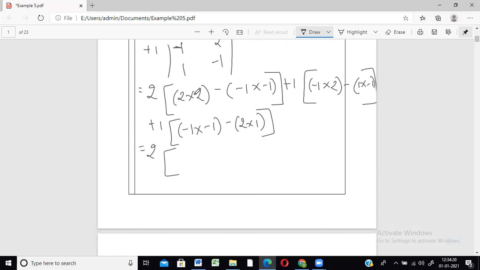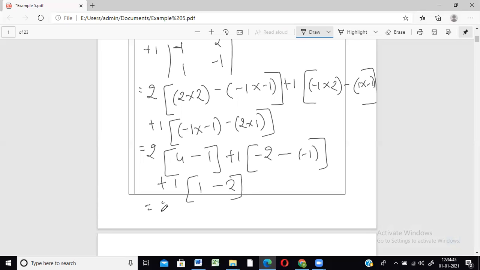This is 2. 2 2s are 4 minus, what is this? -1 into -1 is +1, +1 into, this is -2, minus of, this is -1, right? This is like 1 into -1 is -1. So we either could have directly written +1, but as I said, I'm writing it in detail. -1 into -1 is 1, minus of 2 into 1 is 2. Now just opening all the brackets.